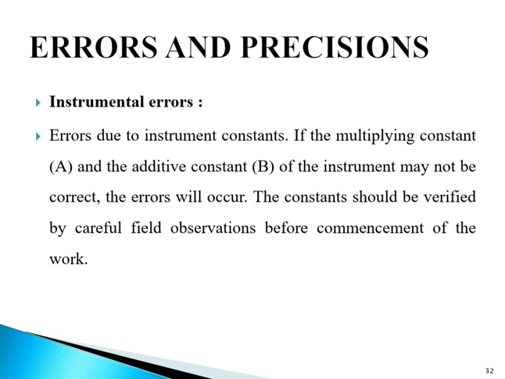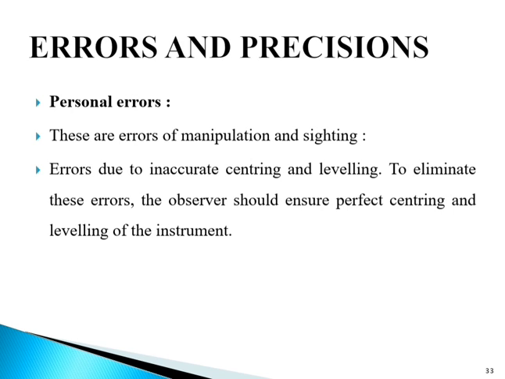Errors due to instrument constants: if the multiplying constant, say capital A, and the additive constant, capital B, of the instrument are not correct, the error will occur. So the constants should be verified by careful field observation before commencement of the work. Next is personal errors. These are errors of manipulation and sighting. Errors due to inaccurate centering and leveling: to eliminate this error, the observer should ensure perfect centering and leveling of the instrument.